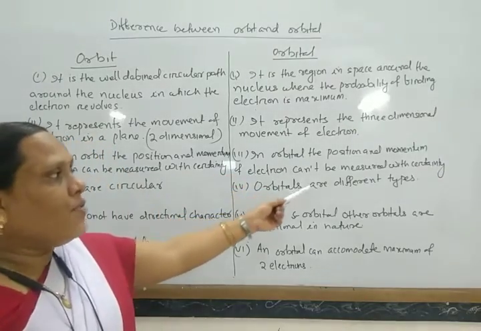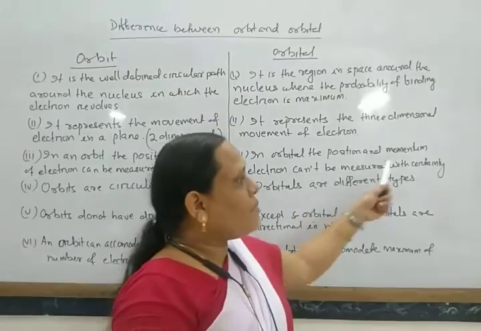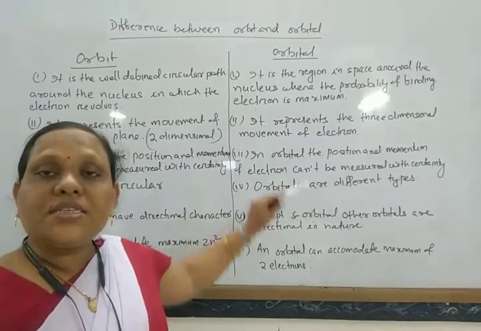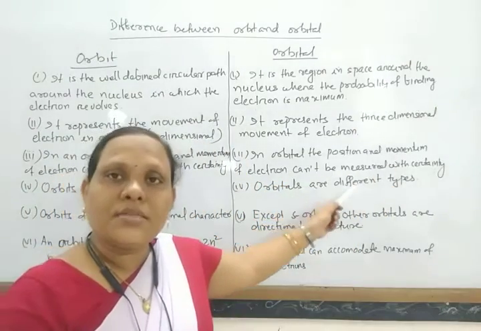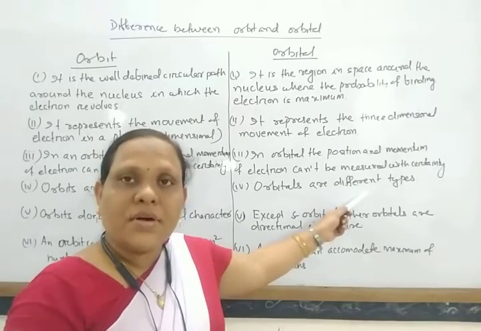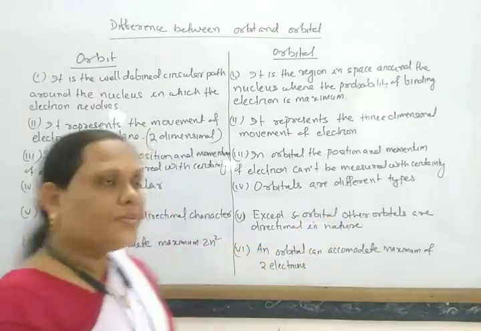In an orbital, the position and momentum cannot be measured with certainty. This is in accordance with Heisenberg's uncertainty principle.